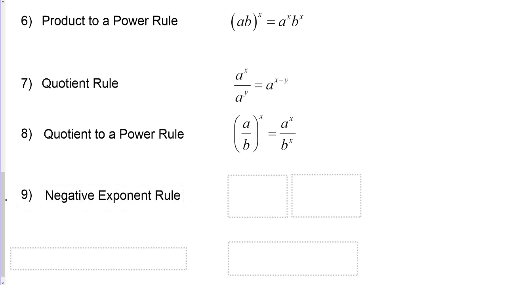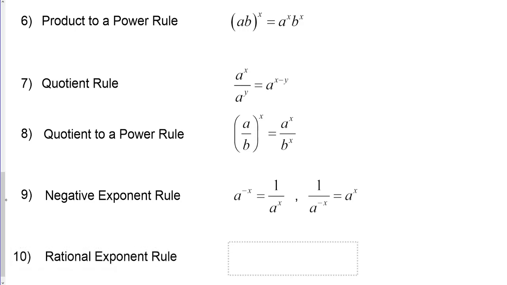The negative exponent rule. A number raised to a negative exponent is the same thing as 1 over that value raised to the positive exponent. So essentially you're just moving it into the denominator, or you can see this rule as 1 over a to the negative x brings the a to the negative x up into the numerator as a to the x power.